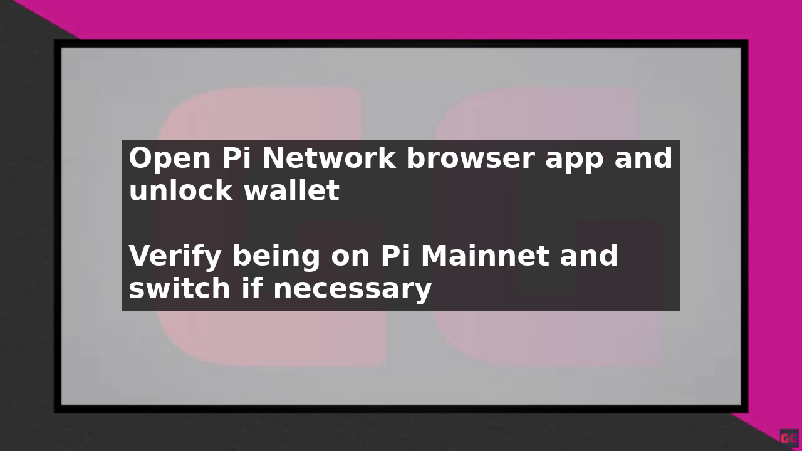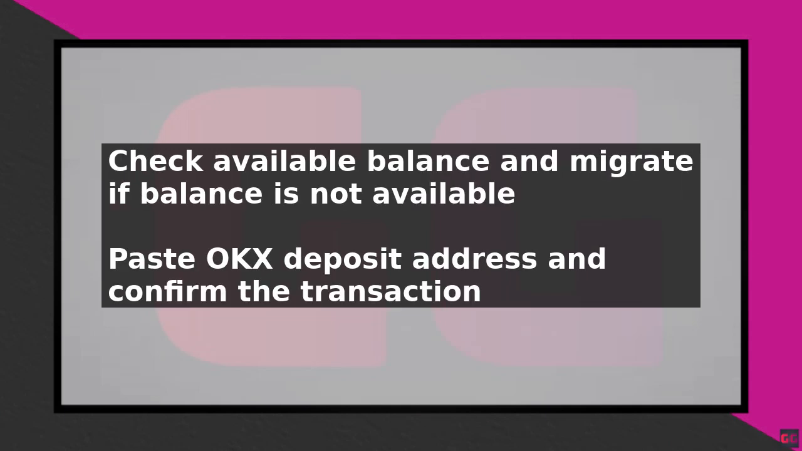Next, open the Pi Network browser app, navigate to the wallet, and unlock it using your 24-word passphrase, Face ID, or fingerprint. Verify that you are on the Pi mainnet, as opposed to the Pi testnet, and switch if necessary. Once inside the wallet, check your available balance. If your balance is not available, you may need to migrate it by going to the Migrations section.